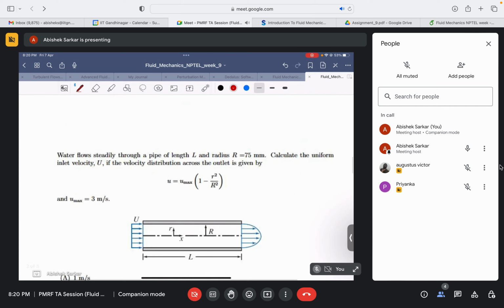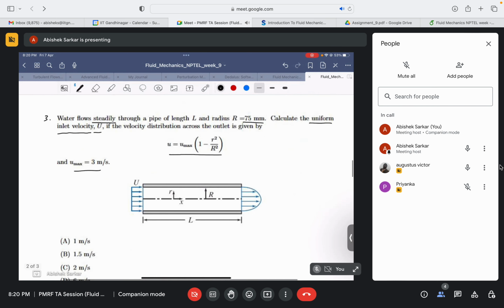Now it's interesting. I was discussing that if the velocity profile is given, the second term would not be simplified. The same question has come. Water flows steadily, again essential key terms, steadily through a pipe of length L and radius R equal to 75 millimeter. Calculate the uniform inlet velocity U, if the velocity distribution across the outlet is given by u equal to U max times (1 minus r squared by R squared), where U max is equal to 3 meter per second.